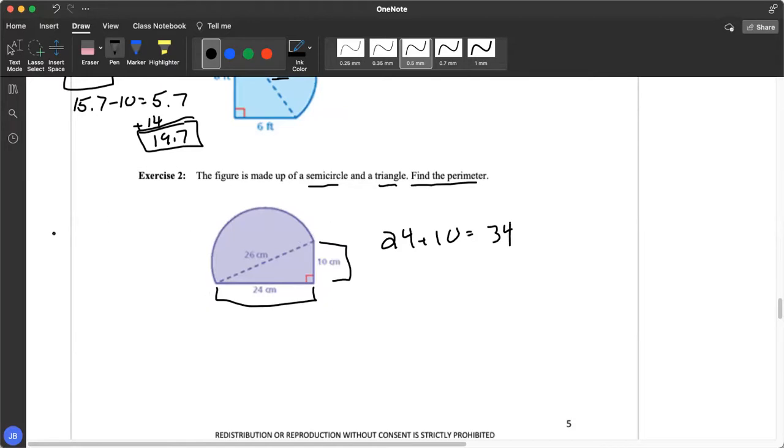And then the semicircle, like we said, the perimeter of these semicircles is 26 times pi, and then divided by 2, or 13 times pi. 13 times pi is about 40.82, it looks like. Now we got to do the biggest thing like Julia said. Now, since this is the perimeter of this whole thing, we have to make sure we take out what's not on the perimeter, which is this 26 centimeters.